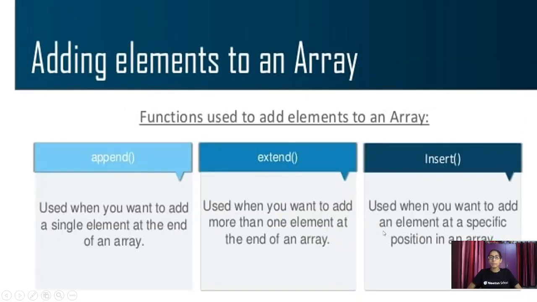Adding elements to an array has three parts. The functions used to add elements to the array are append, extend and insert. Append is used when you want to add a single element at the end of the array. Extend is used when you want to add more than one element at the end of your array. Insert is used when you want to add an element at a specific position in an array.